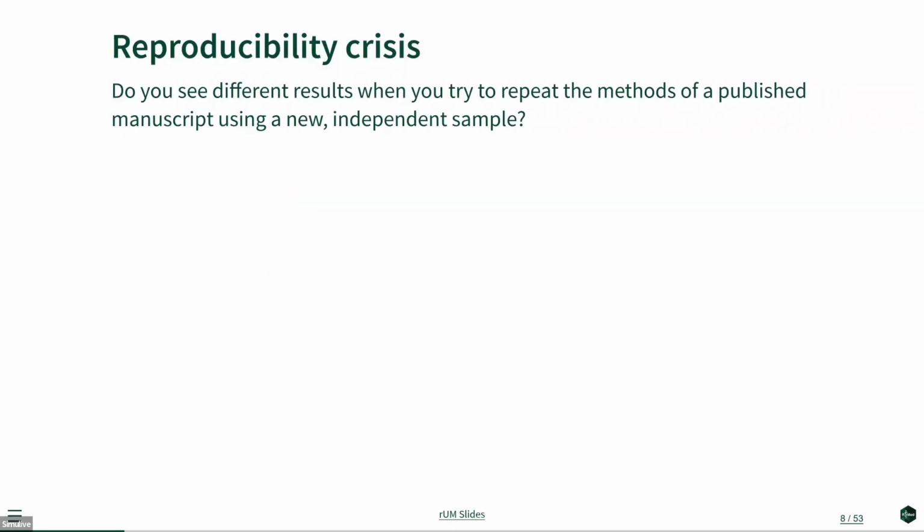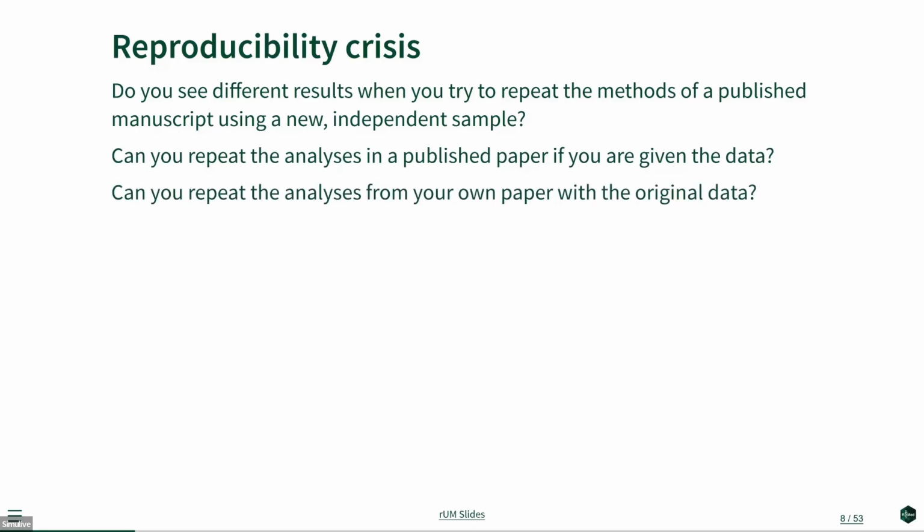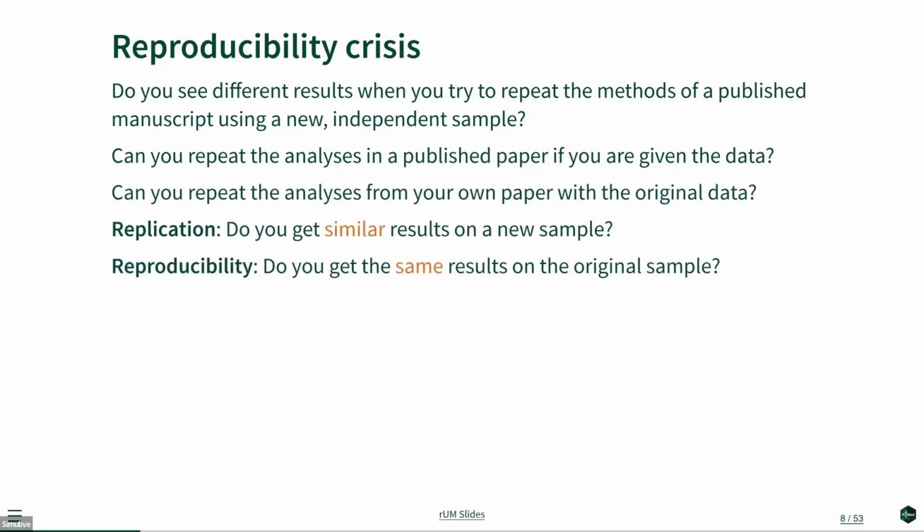Do you see different results when you try to repeat the methods of a published manuscript using a new independent sample? Can you repeat the analysis in a published paper if you are given the original data, or do the same thing on your own studies? Do you get similar results on a new sample, or do you get the same results on the original sample? Now, these highlight and define the reproducibility crisis.